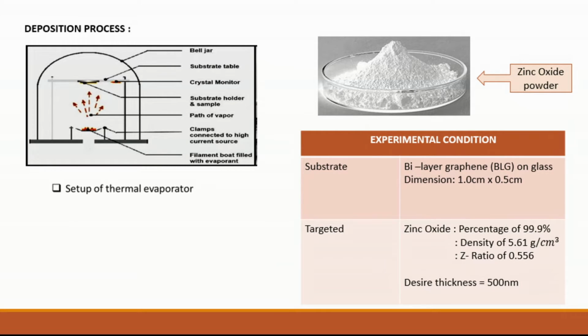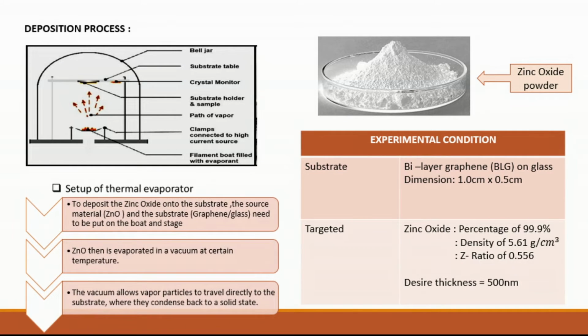Here is the setup of the thermal evaporator with its schematic diagram. In order to do the deposition, the substrate was put onto the stage while the zinc oxide was put onto the boat. The boat will be heated up by passing high electrical current to the clamps that are connected to the high current source. The deposition rate was controlled with the applied current, where here we apply the current of about 43 to 57 ampere. The zinc oxide then will be evaporated in a vacuum to allow the vapor particles to travel directly onto the substrate where they condense back to a solid state.